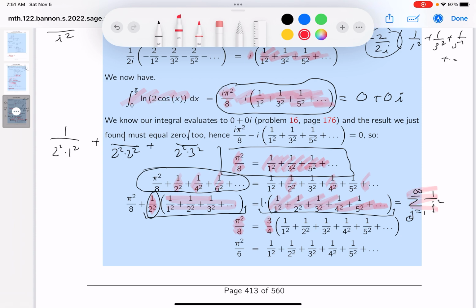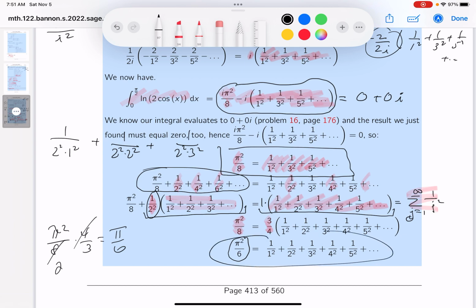And then what do I do? I multiply both sides by 4/3. Let me put what I mean by that. So it's going to be pi squared over 8 times 4/3. What happens here? 4 goes into 4 once, goes into 8 twice. You're going to get pi squared over 6. I'm at the point I want, which is the Basel identity. We got it right over here.